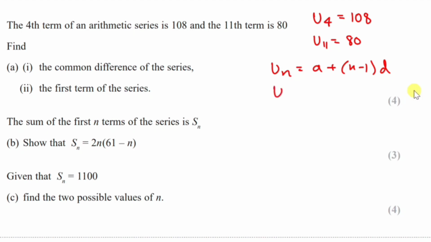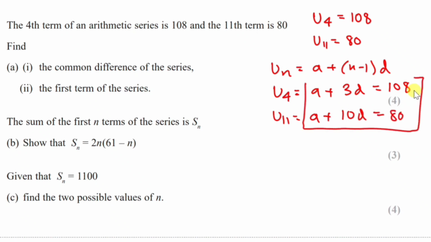If we got U4, so that's basically a plus, and then 4 minus 1 is 3, so 3d has to equal 108. Whereas for U11, same thing, it would be a plus 11 minus 1 is 10, so 10d equals 80. So these are our two equations that we're going to have to work with.